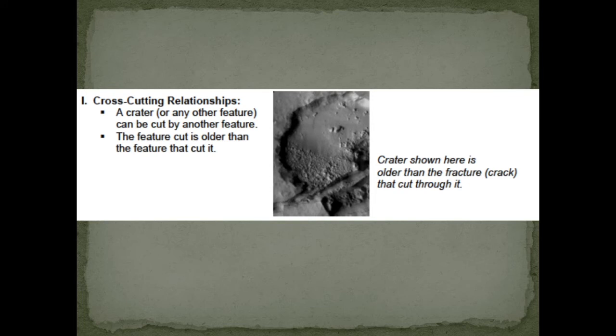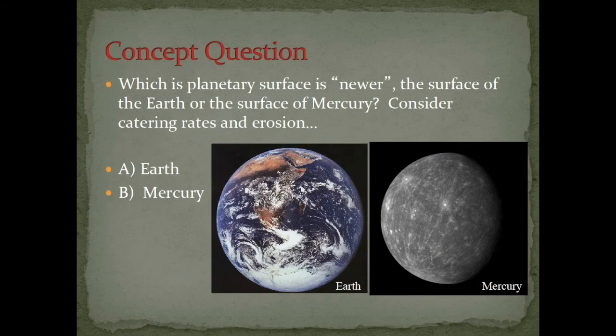Cross-cutting relationships is the idea that any kind of feature cuts across an older feature. So the crater shown in this image is older than the fracture or the crack that cut through it, because the crater had to exist first before this crack could go across it. So these are ways that astronomers or astrogeologists can do relative age dating of the surfaces of different planets.